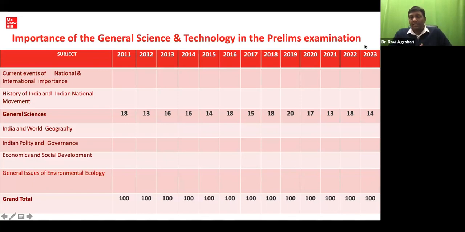So here, if you do the analysis from 2011 to 2020-23, in these 13 years of question papers, the number of questions UPSC asks out of 100 in your prelims examination from general science is mentioned on the screen. Whenever you see your book, the question-wise questions are mentioned at the end of every chapter, in all the 11 chapters I have written.